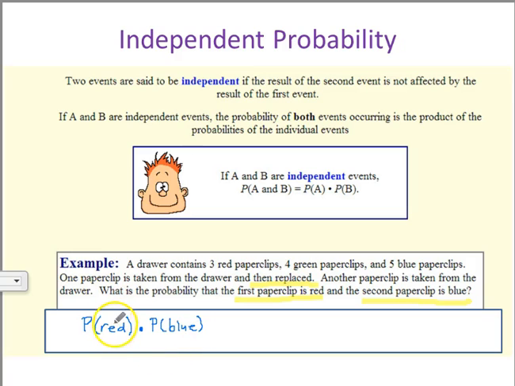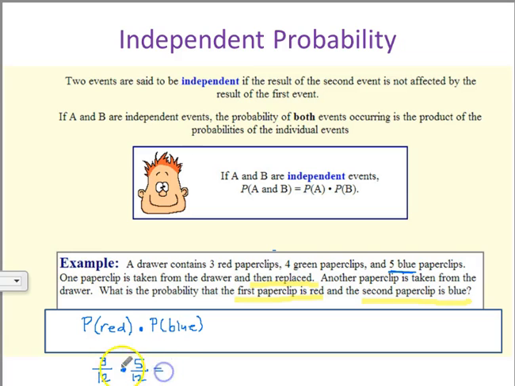So the probability of choosing a red paper clip, how many red ones are there? There were 3 red paper clips. How many total paper clips? 3 plus 4 plus 5. So there's 12 paper clips. So that would be our denominator. And we're going to multiply that times the probability of reaching and choosing a blue one. How many blue ones are there? There are 5. There's still a total of 12 to choose from because we replaced our first choice.